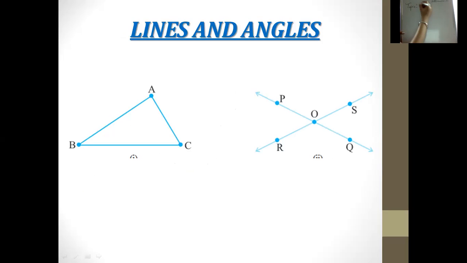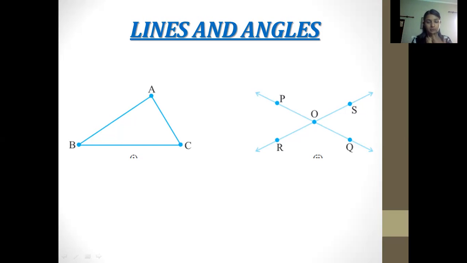Let me write the topic for today, that is lines and angles. Yes, we would be learning about lines and angles. We have done it in the previous class, but we would be doing it in further detail. Now from these two figures, you can observe that in the first one, points are joined with each other. They are making a figure, a triangle. Lines are joined to each other at some point. There are three lines joined with each other and they are making a triangle.